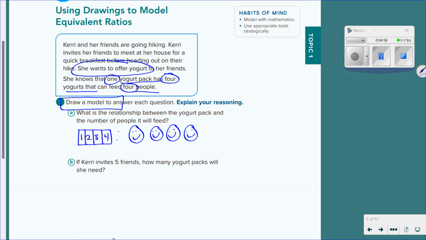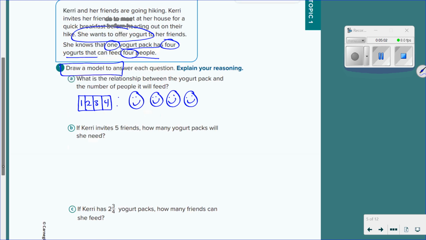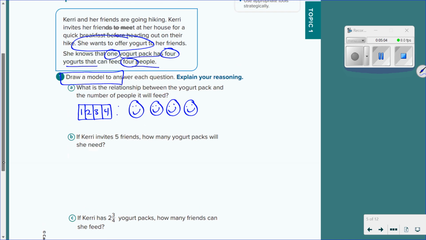Good, because I want you to use that same idea to answer B and C using the same ratio of 1 pack to 4 people. Any questions? Go for it. I'm going to give you about 3, maybe 4 minutes. Make sure you are drawing a model for both.